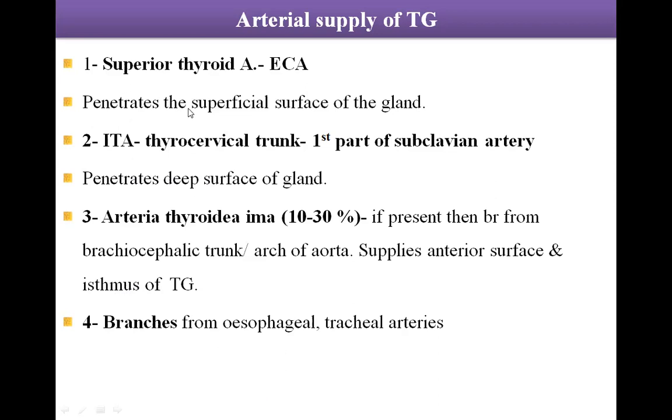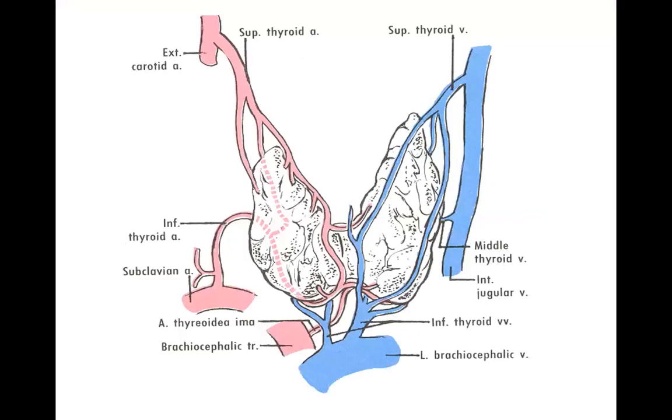So our thyroid gland is supplied by the superior thyroid artery, which is a branch of the external carotid artery, and the inferior thyroid artery, which is a branch from the thyrocervical trunk, and it is a branch of the first part of the subclavian artery. And sometimes you get the arteria thyroidea ima, which is a branch either from the brachiocephalic trunk or the arch of aorta, and a few branches from the esophageal and the tracheal arteries.